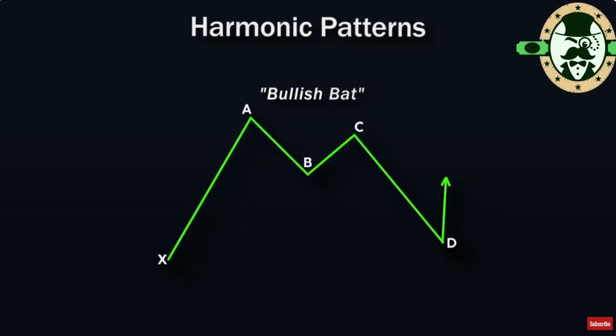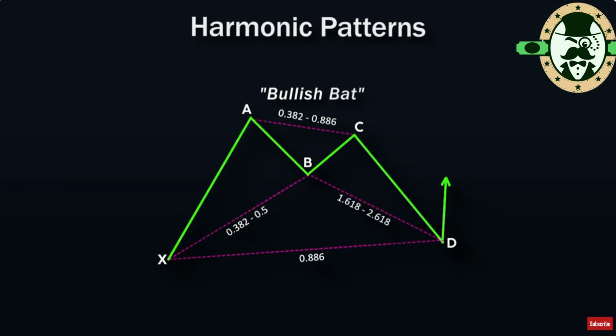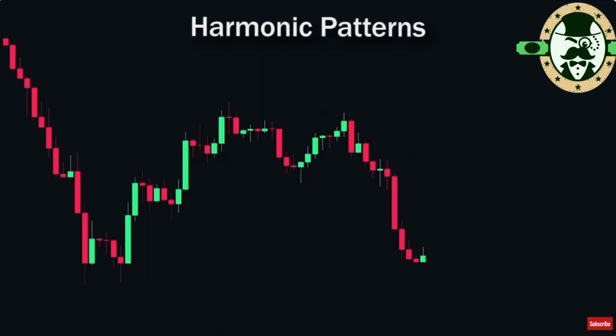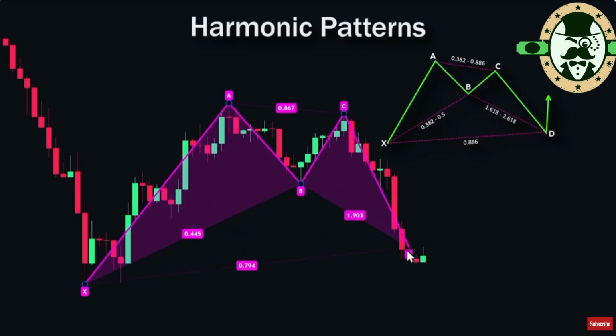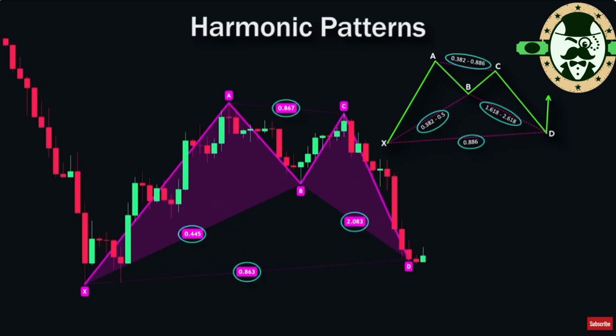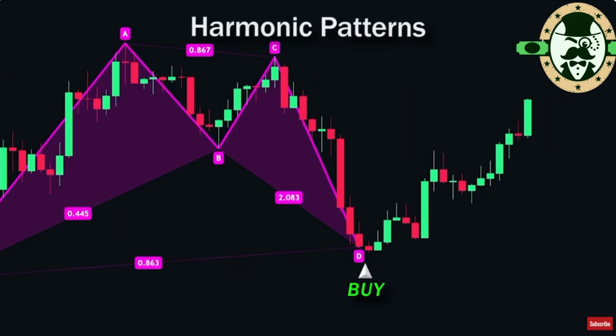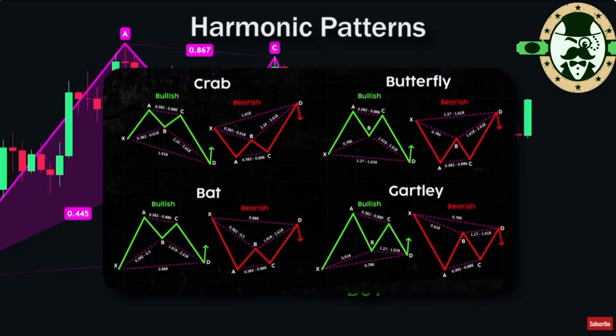For example, a bullish bat pattern forms when price makes a series of 4 movements shaped like the letter M, labeled X, A, B, C, and D, with each point following specific Fibonacci ratios. When these guidelines match real price movements, traders can take positions based on the pattern. Notable harmonic patterns include the butterfly, bat, and crab.